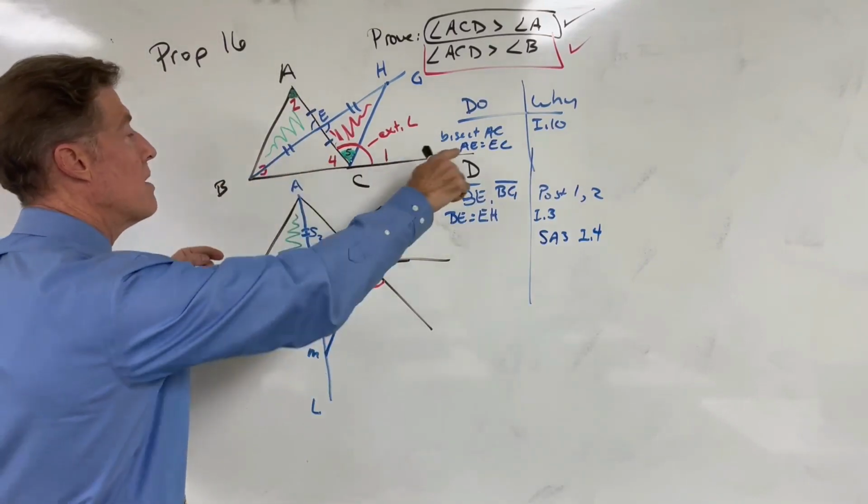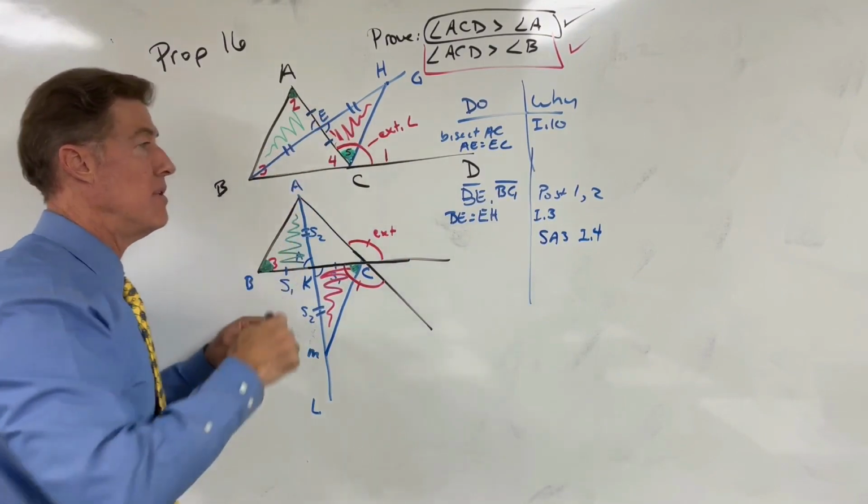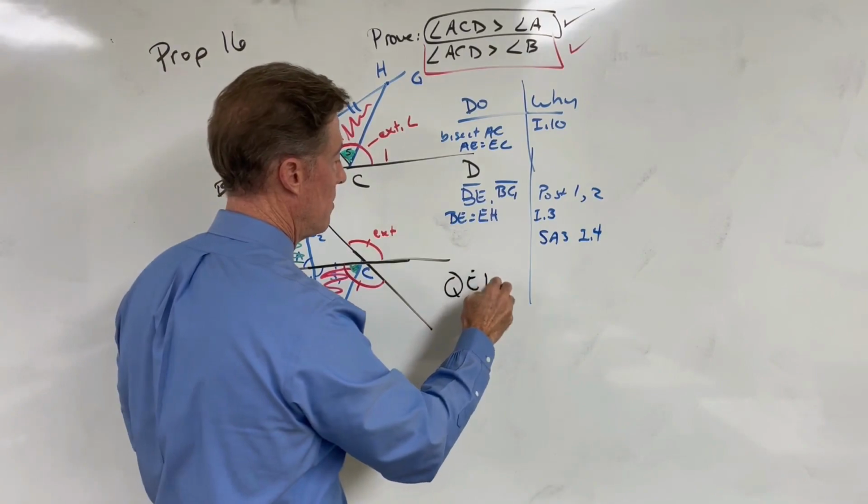Therefore, in a triangle, if one of the sides be produced, the exterior angle is larger than either of the opposite and interior angles. We conclude the proof with QED.